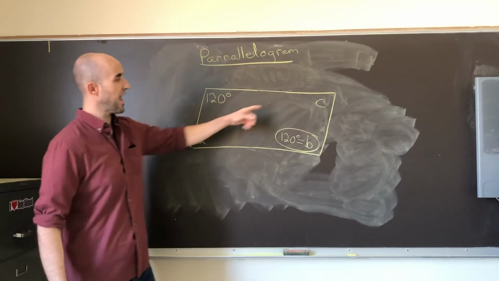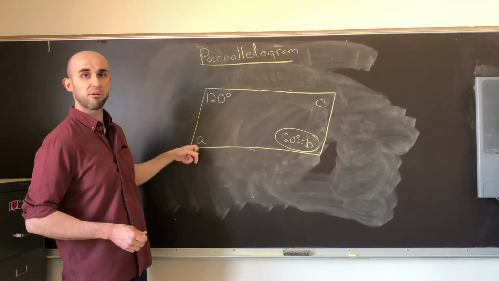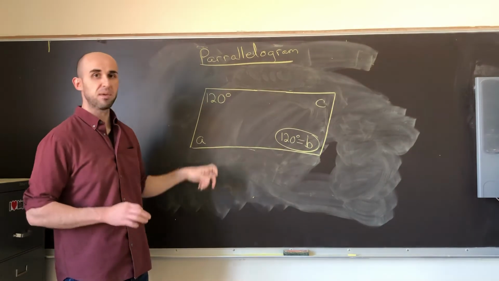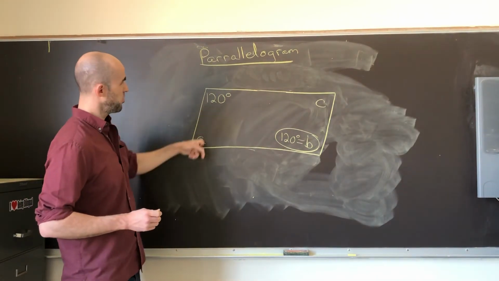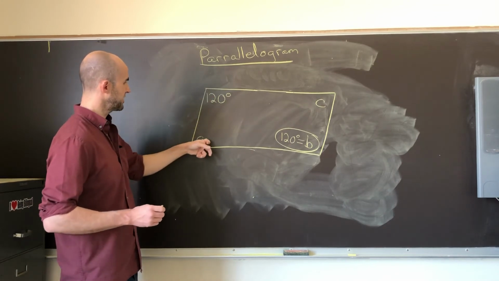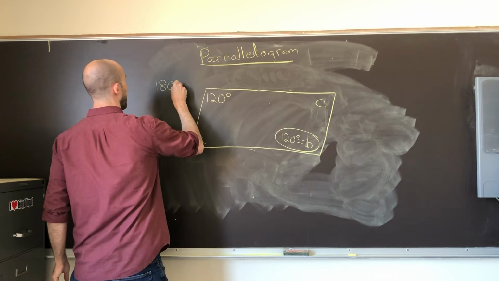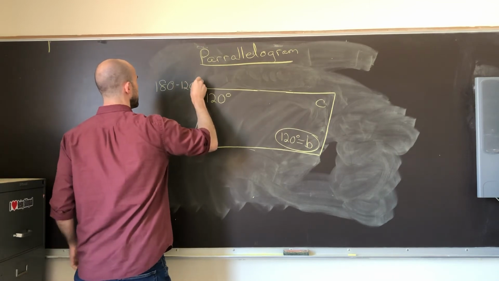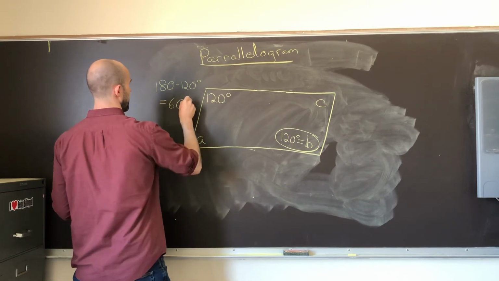To figure out A and C, again, you have to remember, whenever the angles are next to each other on the same side, they're not going to be equal, they're going to add up to 180, right? So if these two add up to 180, in order to solve for A, what we're going to do is 180 minus 120 gives us 60. And that's our answer right here, 60.